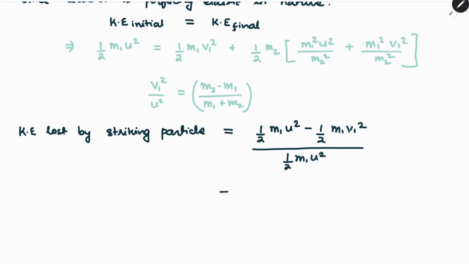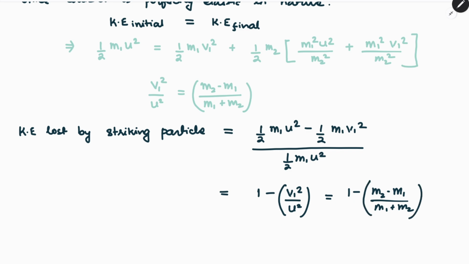So if we solve this, we get half minus half, m1 cancels, v1 square by u square. We have already deduced this expression for v1 square by u square, and hence we subtract: 1 minus m2 upon m1 plus m2. So if we solve this expression, we get that delta kinetic energy is equal to twice m1 upon m1 plus m2. So this is the solution to the first part of this problem.